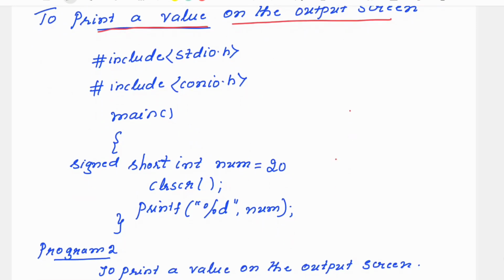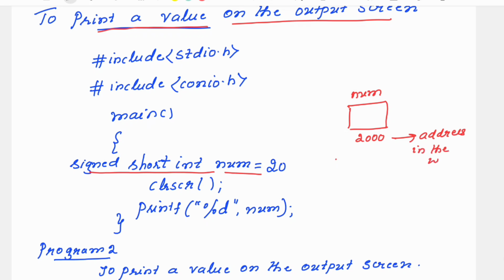So here we'll check. The first thing is, in this particular program you are using what? Signed short int num equal to 20. With this declaration statement, it will select a memory location randomly, and the name of the memory location will be num and it will have some address. Let me take simply, randomly, 2000 as the address in the memory. Presently we are not going to worry about the address, I am just writing here address in the memory.